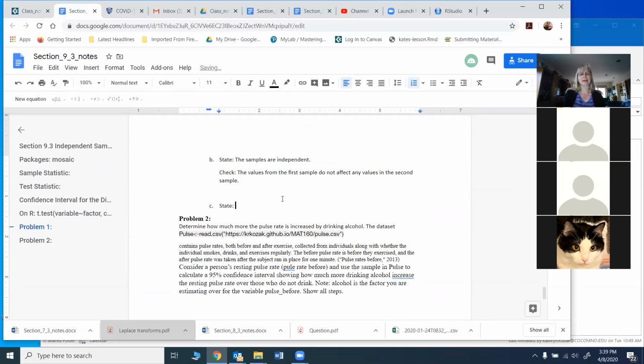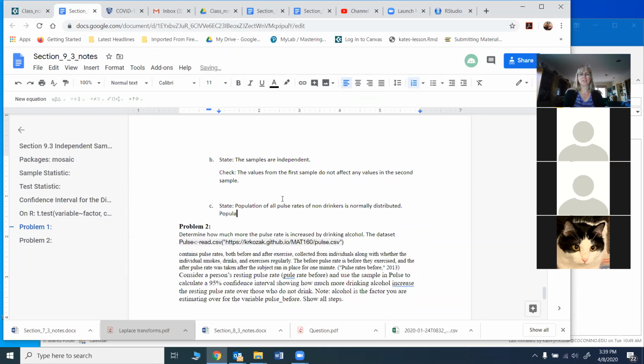That is, again, what kind of populations we have, and we need normal distributions. So the population of all pulse rates of those who don't drink, we'll go with non-drinkers, is normally distributed. That's again what we want to have happen. And then we have another population: the population of all pulse rates of drinkers is normally distributed.